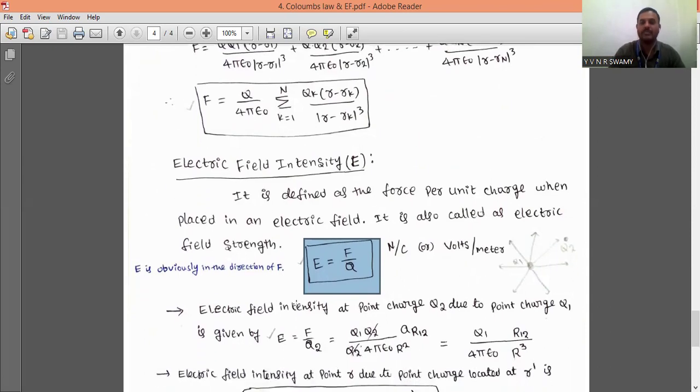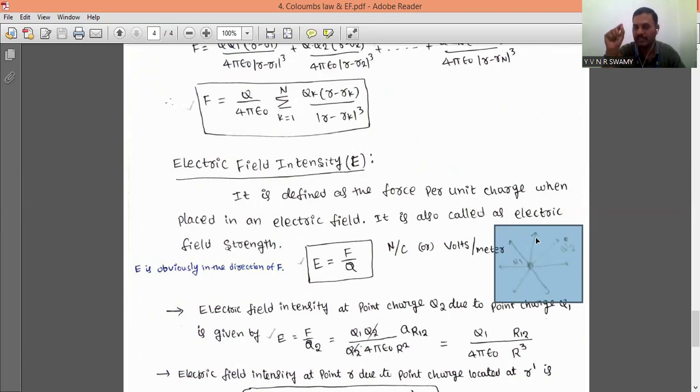Okay, so now we will find the electric field intensity due to a point charge. Here we are taking a point charge Q1 at this point. Then it will produce an electric field equally in all directions. We are taking a small charge Q1 placed at one point, and it will produce an electric field equally in all directions.